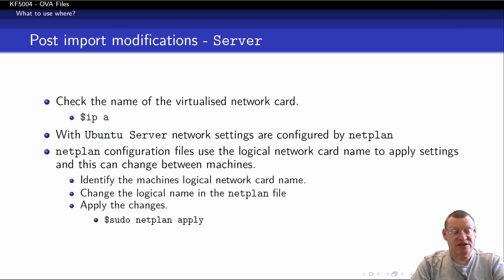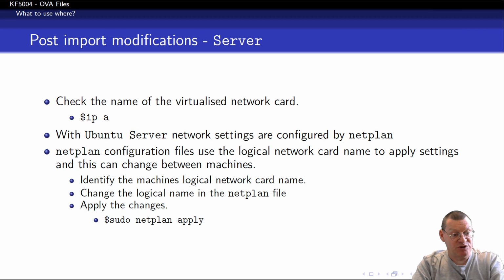So if you find that your network card does not function inside your virtual machine, what you'll need to do is check the IP address. And you can do that on the server version by simply typing in ip a, and that will bring up the addresses. And you should notice the name of the network card. That's important because the name of the network card might not be the same as the logical name used in the actual netplan files. So you may need to edit them.